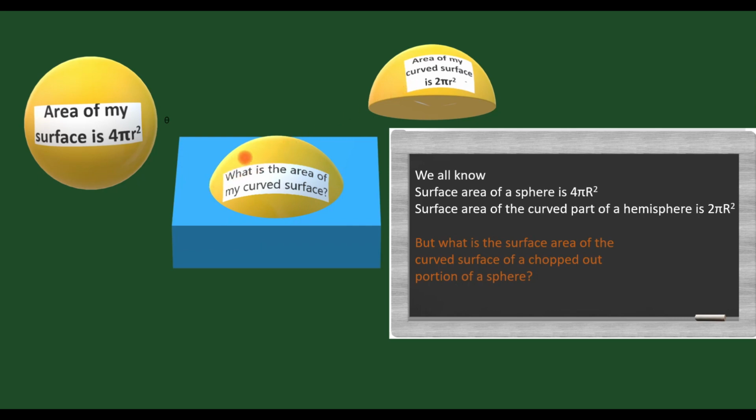This is neither a complete sphere nor a hemisphere. This is a chopped off portion of a sphere. What is the area of its curved surface? The formula for this is not that commonly known. In this lecture, I'll describe how to find the area of its curved surface.